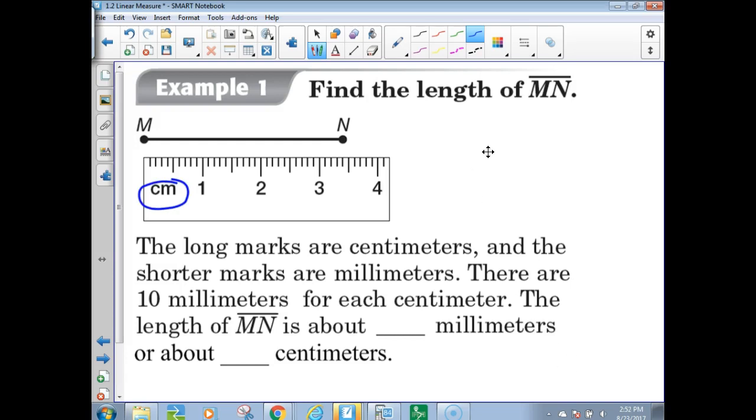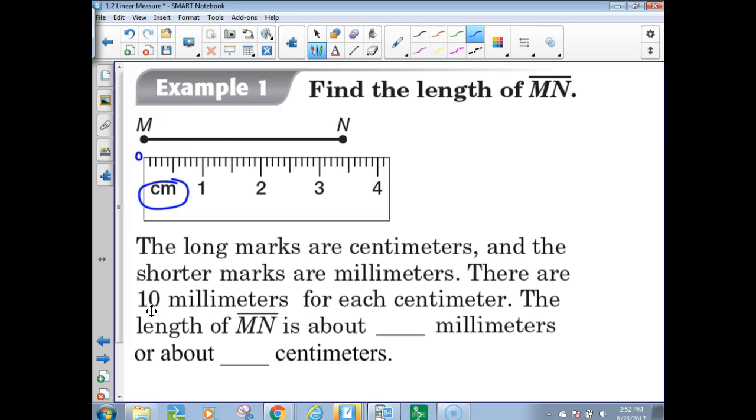So it says find the length of segment MN. The smallest unit of measurement on this ruler is called a millimeter. And the big numbers, 1, 2, 3, and 4, the whole numbers on here are centimeters. Those long marks are centimeters. Those shorter marks are the millimeters, and there are 10 millimeters for each centimeter. So what that means is, if you count from 0 up to the 1, there are 1, 2, 3, 4, 5, 6, 7, 8, 9, 10. It takes 10 little hops to get to the 1.